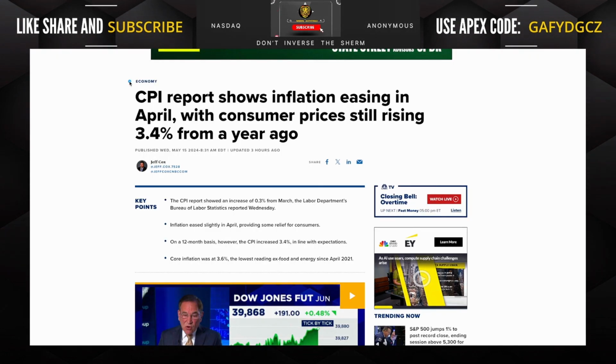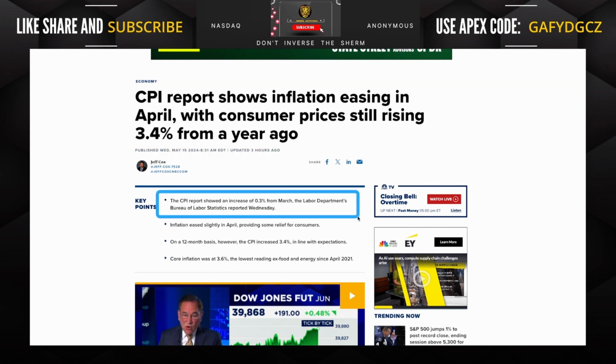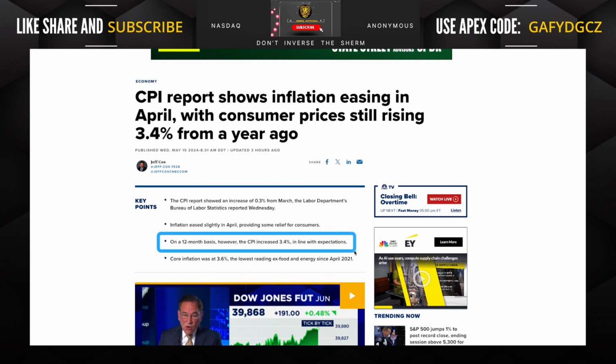And believe it or not, the CPI report shows that inflation is easing in the month of April, and consumer prices are still rising 3.4% from a year ago. Let's look at the key takeaways. The CPI report showed an increase of 0.3% from March. Inflation eased slightly in April, providing some relief for consumers. On a 12-month basis, the CPI increased 3.4%, but this was in line with expectation. And finally, core inflation was at 3.6%, the lowest reading excluding food and energy since April of 2021.